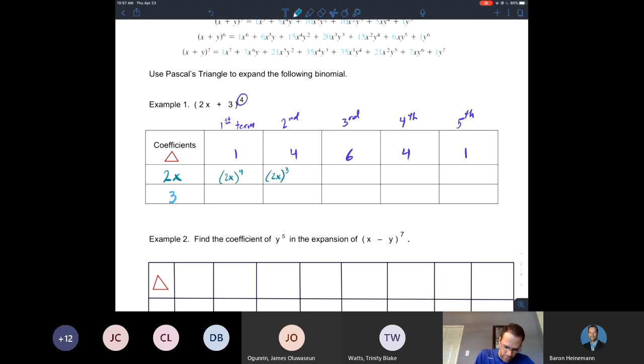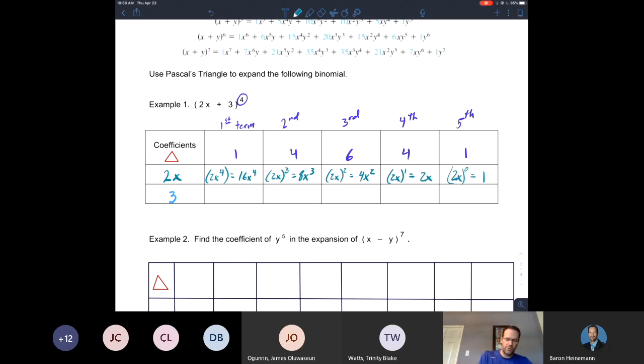All right, so this is 2x to the third. I'm going to rewrite this. This was 2x to the fourth, which, when you expand it, is 16x to the fourth. And this one is 8x to the third. Then next we'd have 2x squared, which is 4x squared. Then 2x to the first power, which is just 2x. And then 2x to the 0 power, which is just 1.